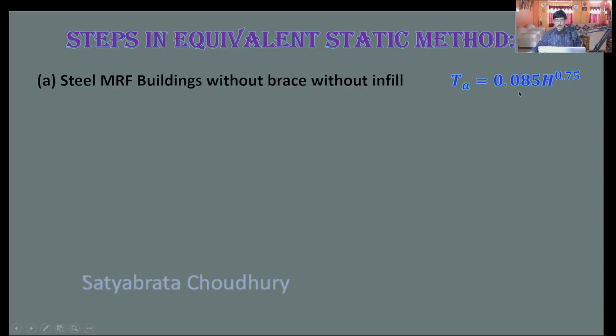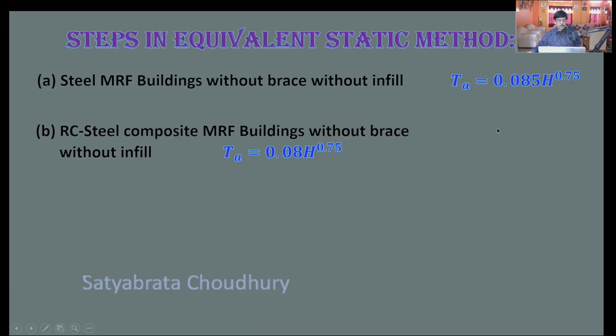So the time period is given as Ta equal to 0.075 h to the power 0.75, where h is the total height of the building in meter. Second case, RC steel composite MRF buildings without brace, without infill. These, without brace and without infill, are called bare frames. These are something like hypothetical, because in all real buildings you will have the infill, and in many buildings you will have the brace also if it is a steel building. So in the second case, case B, the time period is given by 0.08 h to the power 0.75.